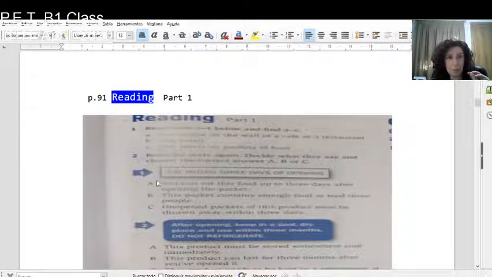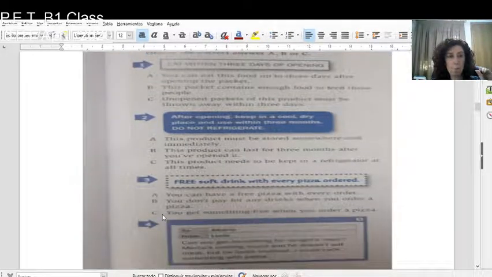Let's start. Well, number 1. Eat within 3 days of opening. Well, it's a very common label with food containers or different boxes. Eat within 3 days of opening. What does it mean? A. You can eat this food up to 3 days after opening the packet. B. This packet contains enough food to feed 3 people. Or C. Unopened packets of this product must be thrown away within 3 days.